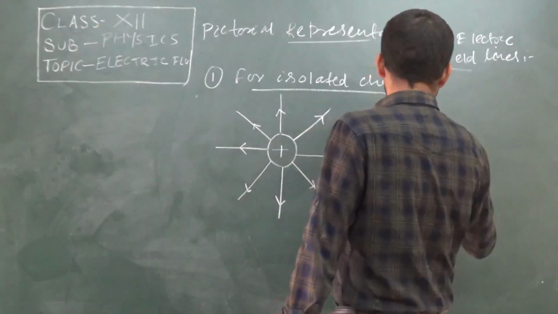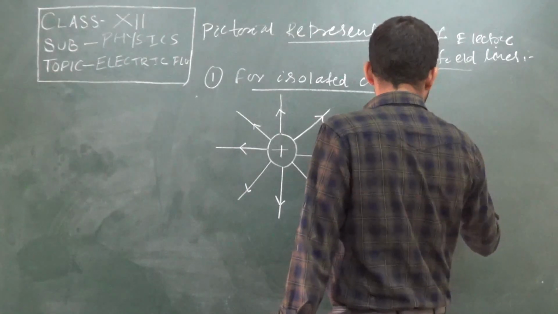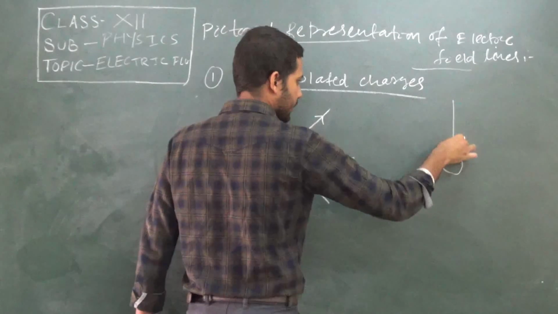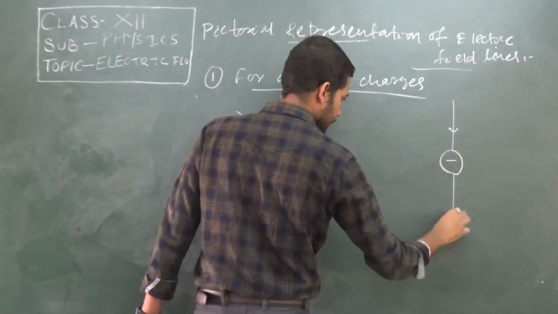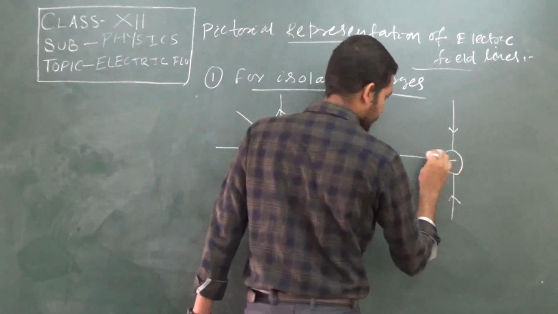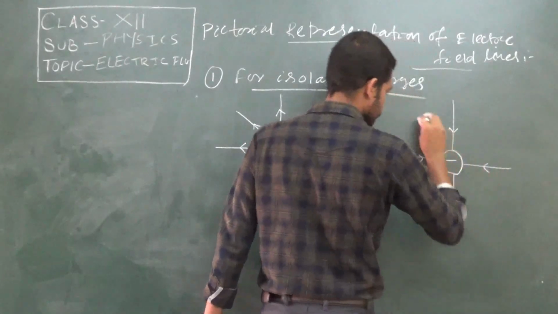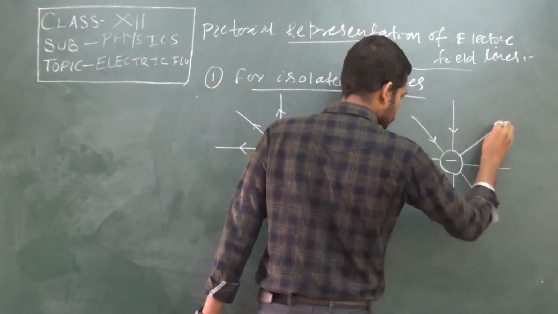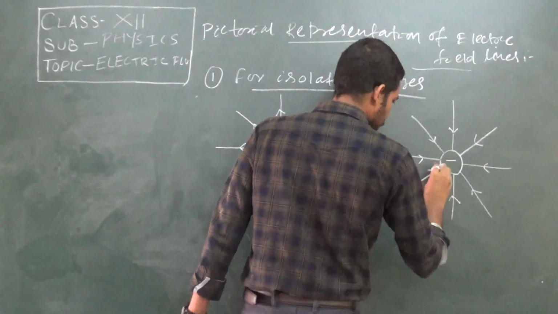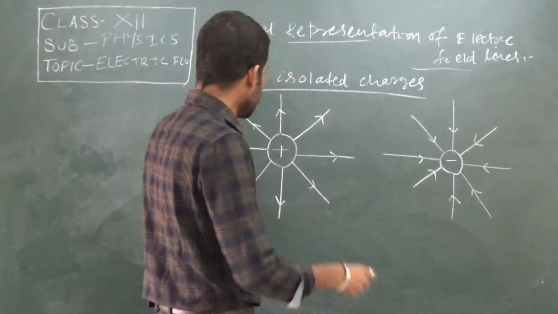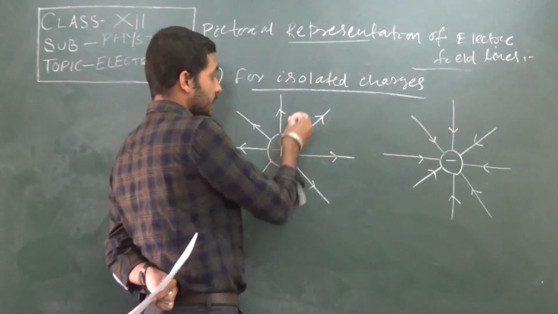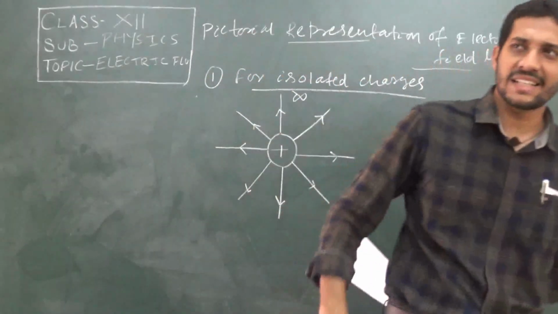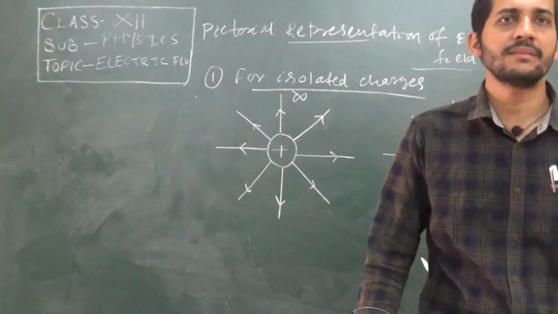At the same time, let us say you are going to take a negative charge here, an isolated one. Then we know that always the lines of force are coming in. These are the lines of force coming in, like this. That means when they start from here, they will end at infinite. Infinite means at a large distance somewhere there will be a negative charge.